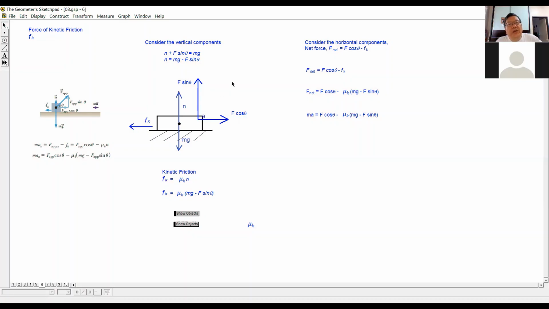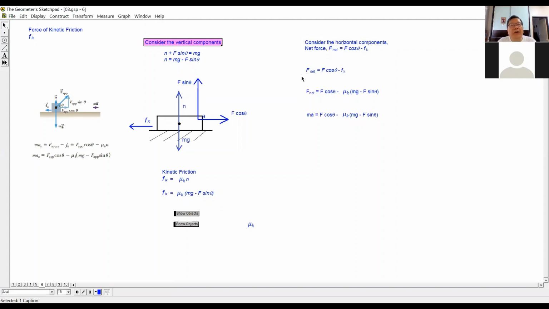Now, when we pull hard enough, the object will start to move. When the object starts to move, there will be kinetic friction opposing the motion of the object. The forces now acting on this object, we can resolve into the vertical component and the horizontal component. Which one do you want to look at first? We're going to look at the vertical component first.